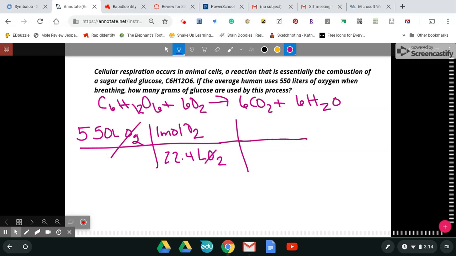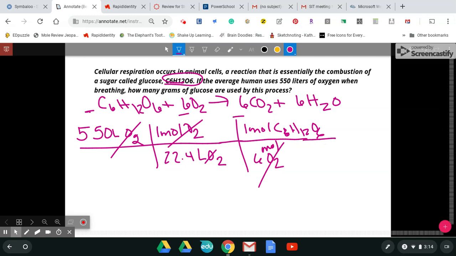Now I go to my wants and givens. My want is this. There's no coefficient, so 1 mole of C6H12O6 over 6 moles of O2. Okay, now moles of O2 are gone.